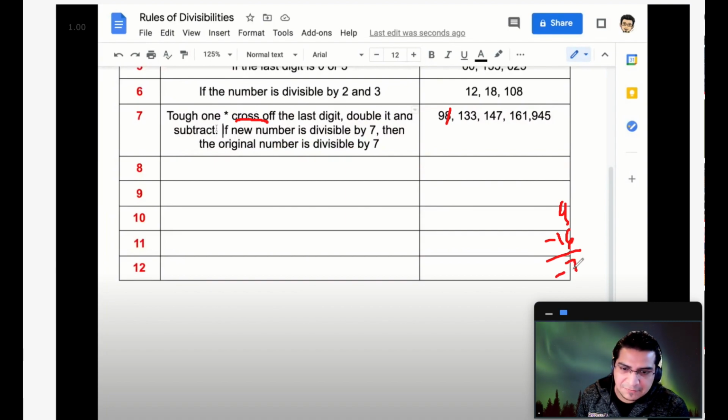So, well, negative 7, but it doesn't matter. You still end up with the multiple of 7. So if the new number is divisible by 7, whether it's negative or positive, it's still divisible by 7. Therefore, the original number is divisible by 7. But it's okay. We'll do another one.